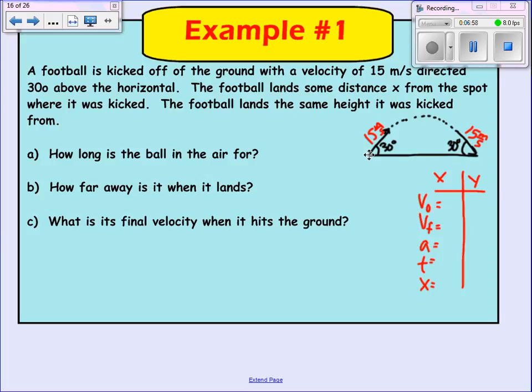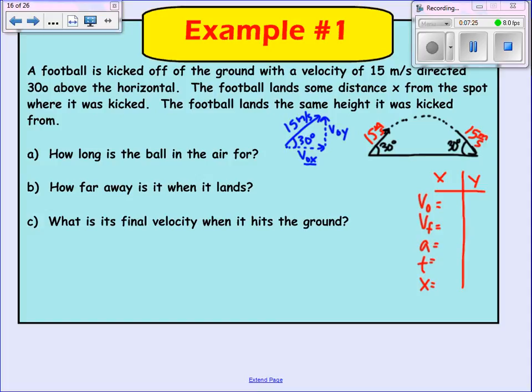First of all, we need to figure out what the initial velocity is in the x and y. Since our velocity given is both x and y because it's diagonal, we need to split that up. So I'm going to do that off to the side here. I know that 15 meters per second is the hypotenuse. I want to figure out what the x component of velocity and the y component of velocity are, knowing that my angle is 30 degrees.